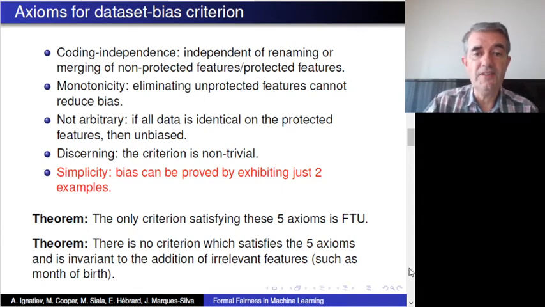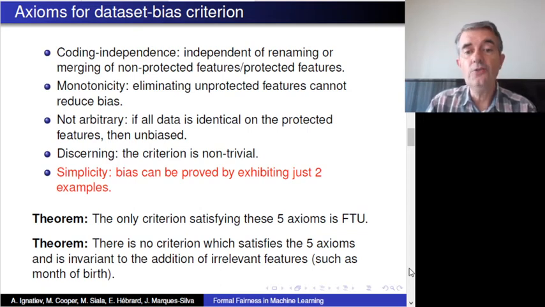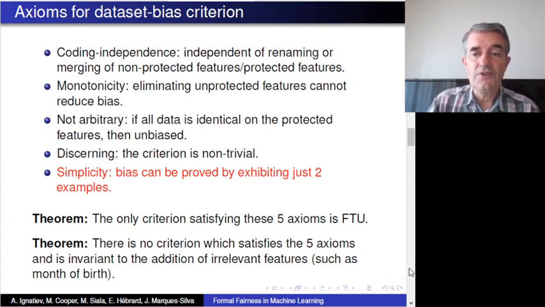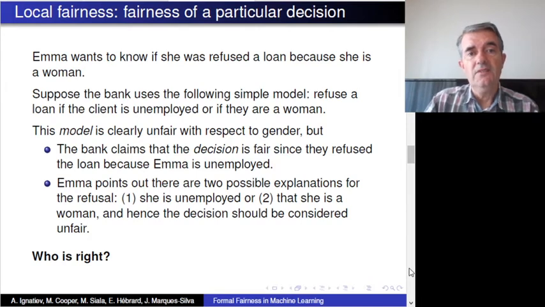In fact, we went further to say that if we want to add an extra axiom that our criterion is invariant to the addition of irrelevant features such as month of birth or shoe size, then there is no criterion. So this shows that our axiom of simplicity is maybe not the right axiom. We could include different axioms and get different criteria. Anyway, testing the fairness of a data set is a relatively minor problem compared to the fairness of a model or the fairness of a particular decision.